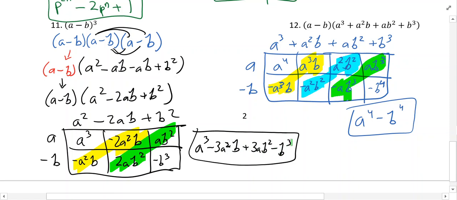All right, for number 12, I had my binomial times my 4-term polynomial. So then I made a box again just for me to keep it organized. So then if you noticed, all these middle terms canceled out. So I was left with a to the 4th minus b to the 4th.